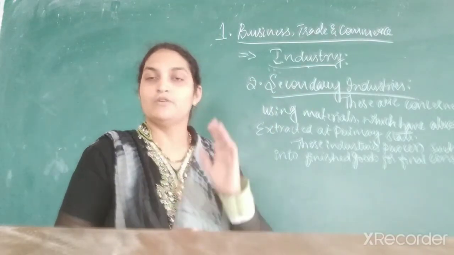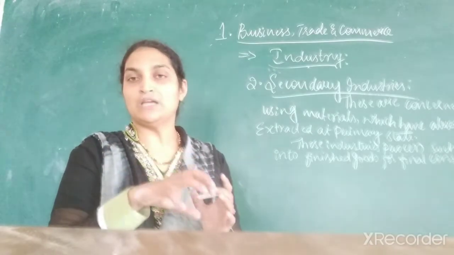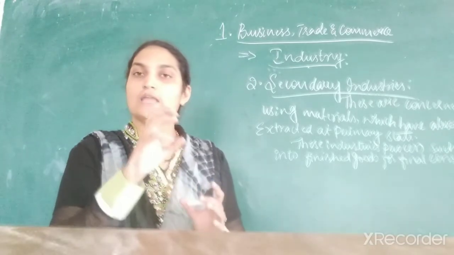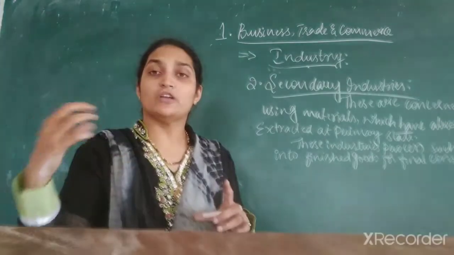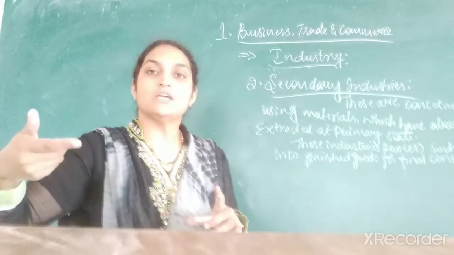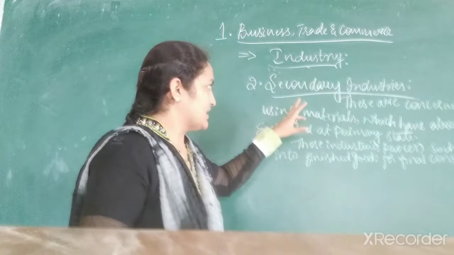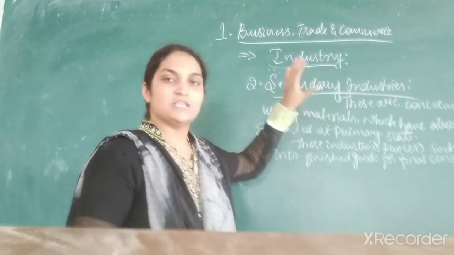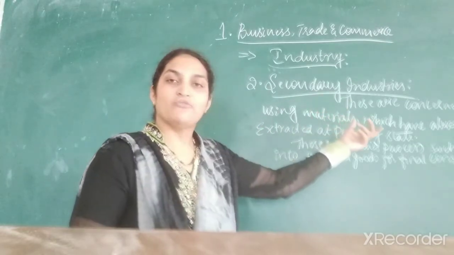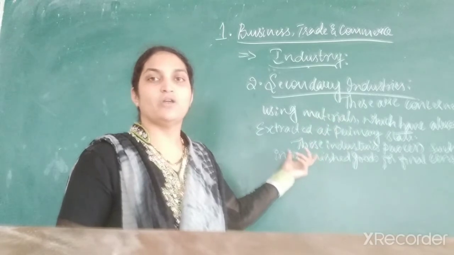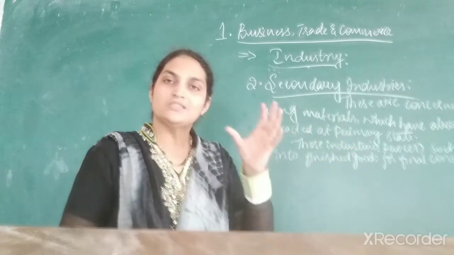For example, from the primary industries you have extracted the iron ore. From the mining you extracted the iron ore. That iron ore has been further processed, and there you can produce iron and steel. That is what we say secondary industries. Secondary industries are those industries which are concerned with the use of materials which have already been extracted from the primary industries. These industries process such raw materials.